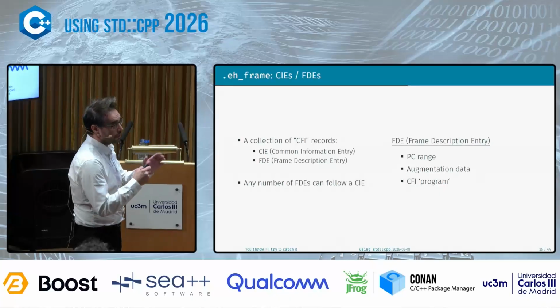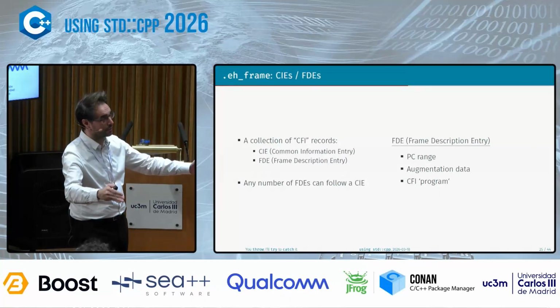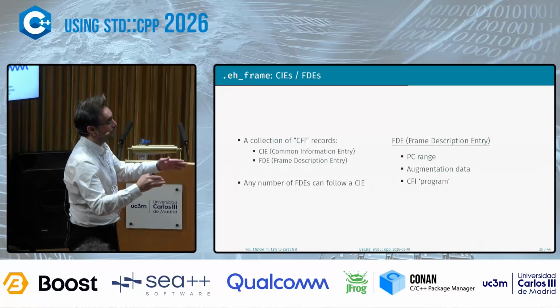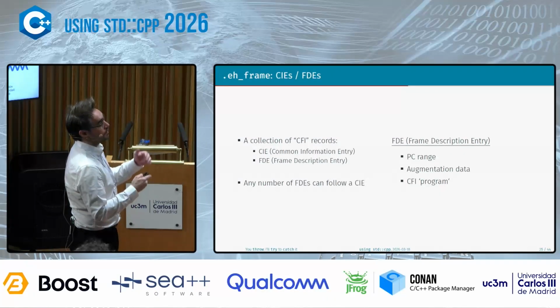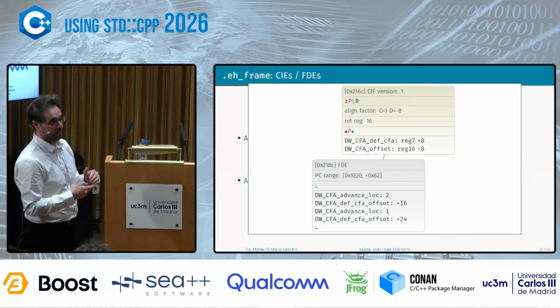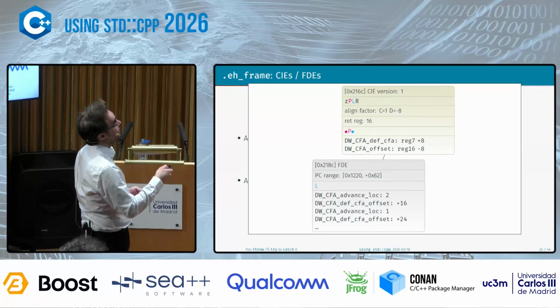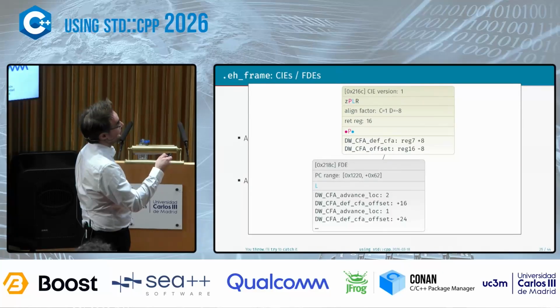On the FDE side, we have a program counter range that describes which range of program counter values this thing applies to, some augmentation data, and the CFI program. I hope that this becomes a little bit more descriptive with this image. So we have a CIE, which has some augmentation string, which I will explain shortly, some alignment factors, the return register, and initial CFI instructions that are going to be prepended to whatever is described by the FDE.